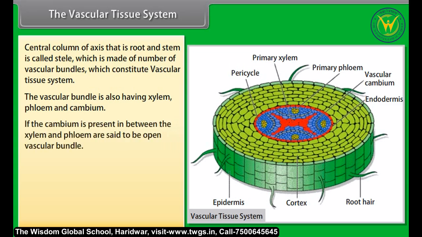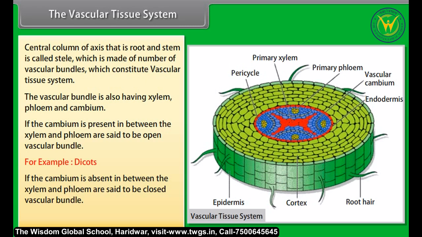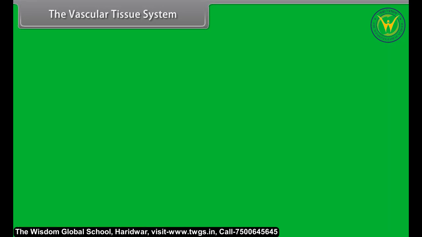If the cambium is present in between the xylem and phloem, they are said to be open vascular bundles, for example, dicots. If the cambium is absent in between the xylem and phloem, they are said to be closed vascular bundles, for example, monocots.